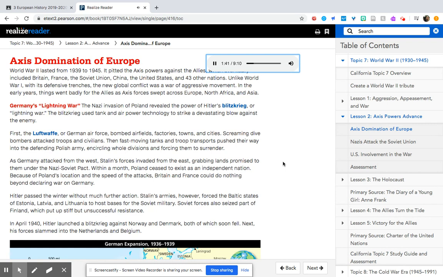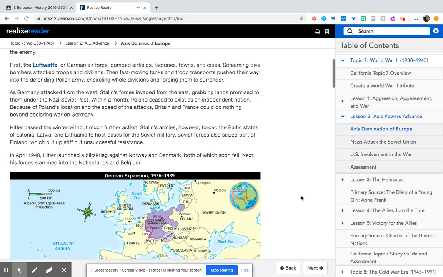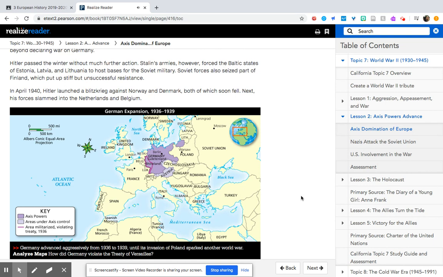Stalin's armies, however, forced the Baltic states of Estonia, Latvia, and Lithuania to host bases for the Soviet military. Soviet forces also seized part of Finland, which put up stiff but unsuccessful resistance. In April 1940, Hitler launched a blitzkrieg against Norway and Denmark, both of which soon fell. Next, his forces slammed into the Netherlands and Belgium.